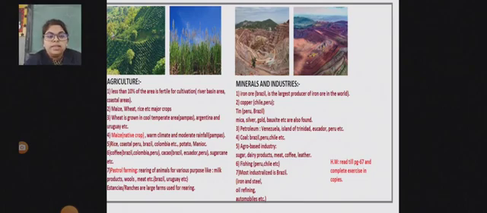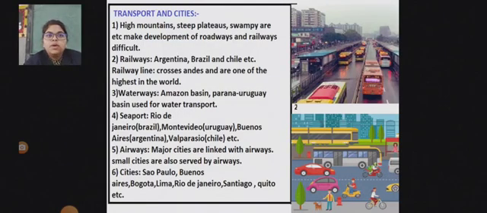Let's not forget, the most important industrialized area of South America is in Brazil, which has a good reserve of iron and steel. Oil refining and automobiles are also a few other industries found here. Moving on to the last part of this online class, we are supposed to discuss the transports and cities.